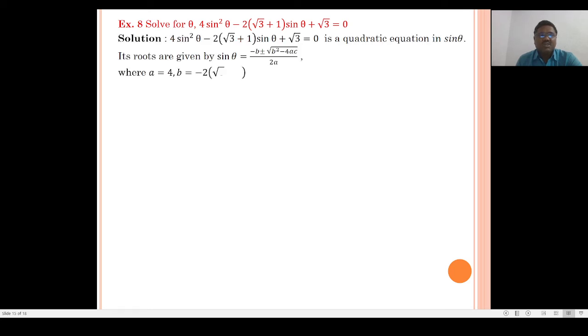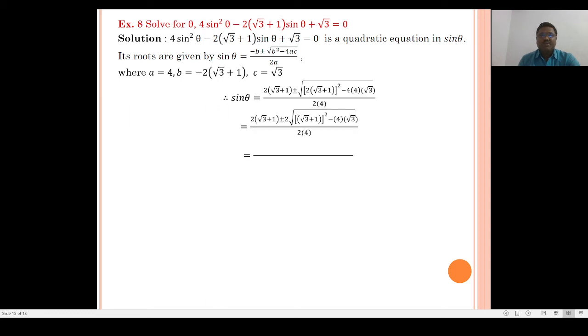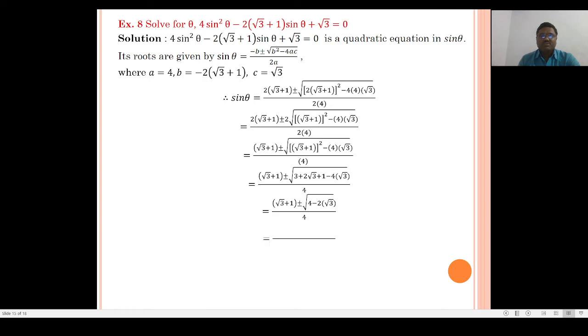Next example: solve for theta, 4 sin square theta minus 2 into bracket root 3 plus 1 sin theta plus root 3 equals 0. So here the roots are given by sin theta equals minus b plus or minus root of b square minus 4ac upon twice a. So we substitute the values, and after solving these, we get sin theta equals root 3 by 2 or 1 by 2. So theta is pi by 3 or pi by 6.